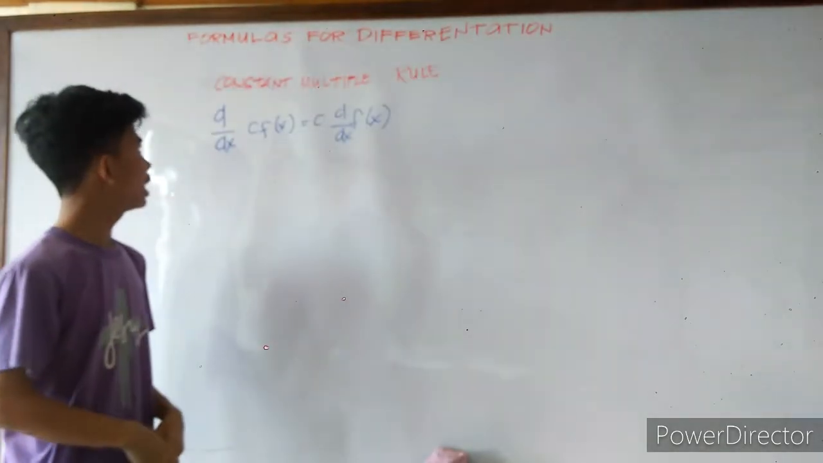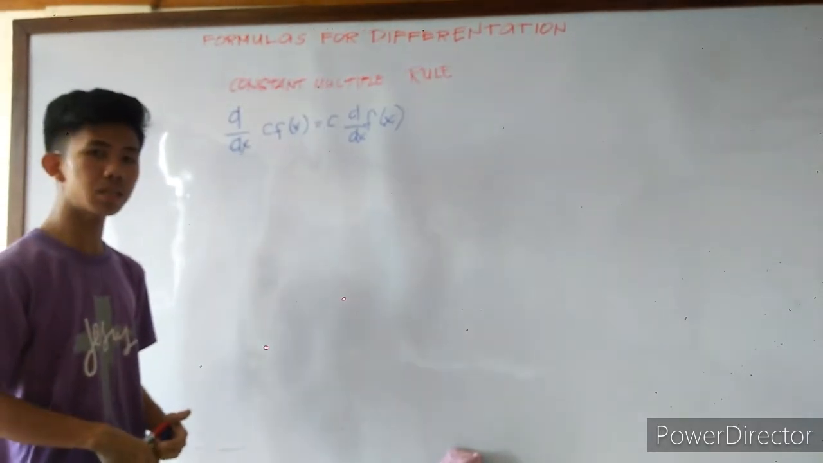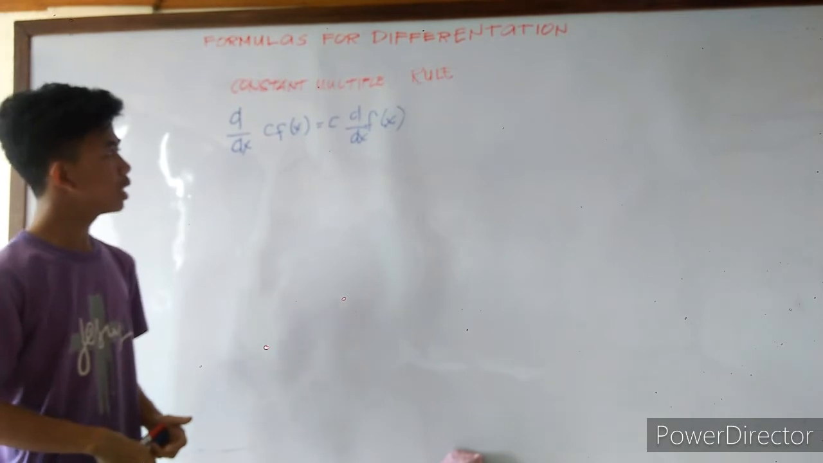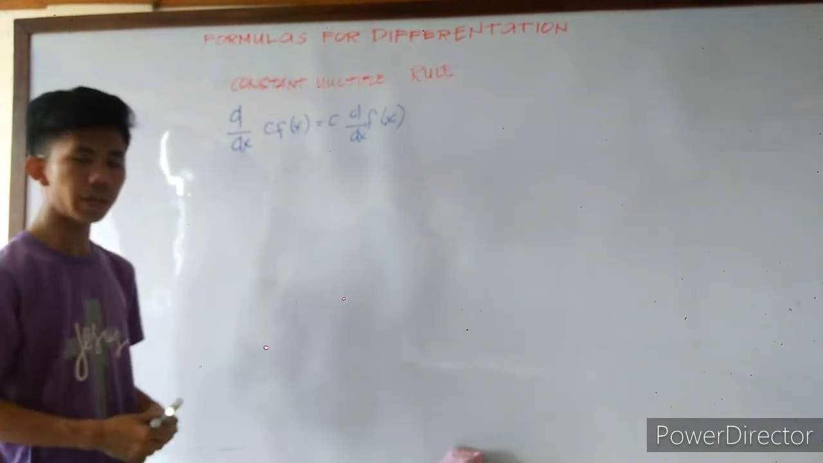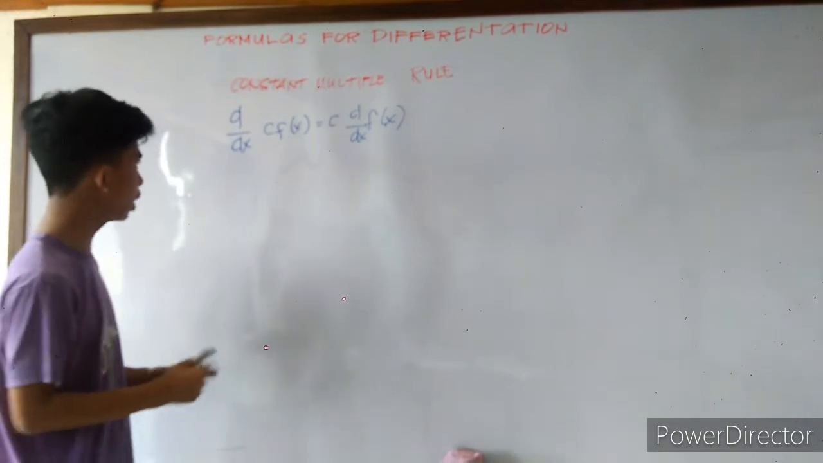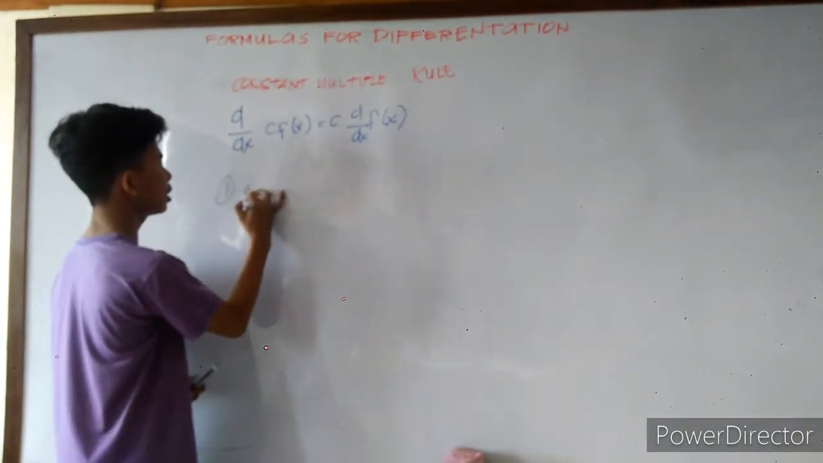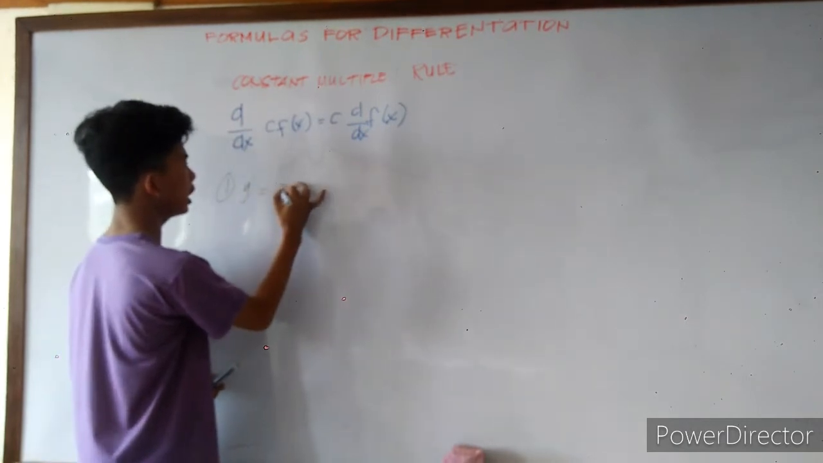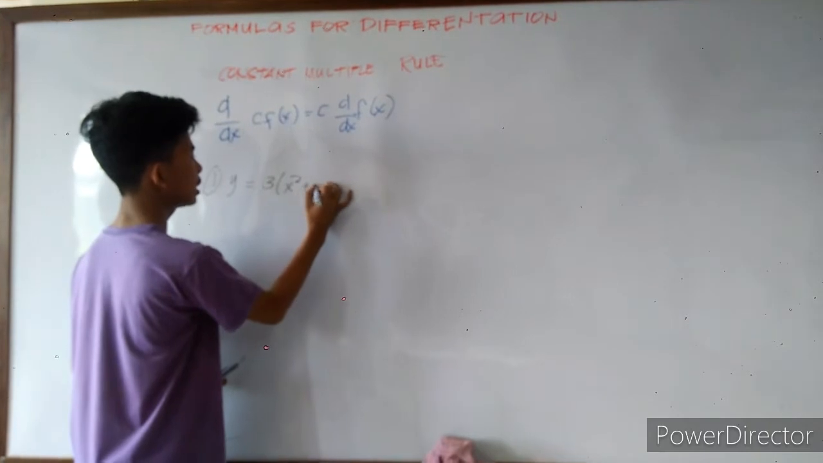Okay. The multiple rule in the form: the derivative of c times the function of x is equal to c times the derivative of the function of x. So let us try this example. Example number 1, find the derivative of y equals 3 times x squared plus 3x.